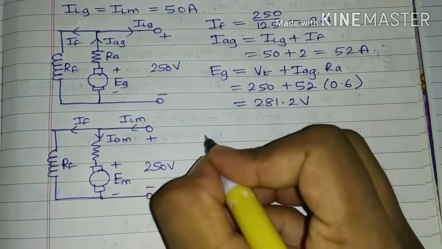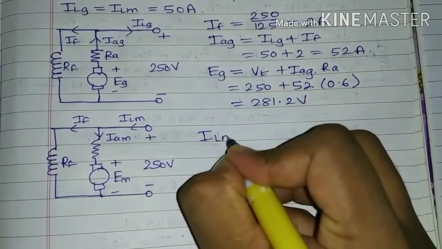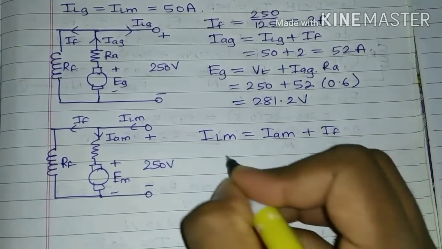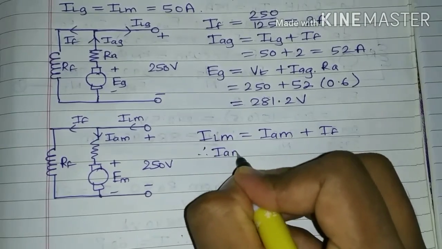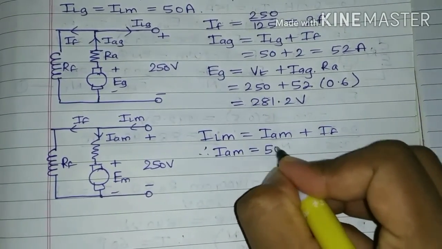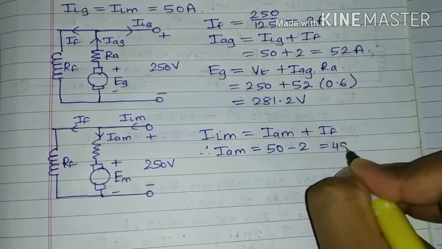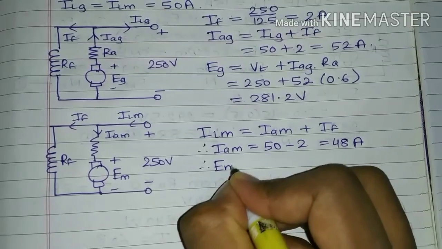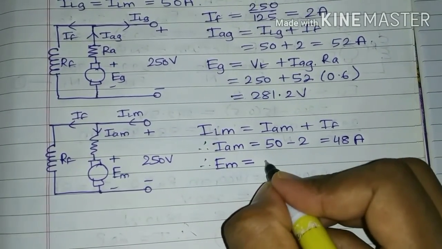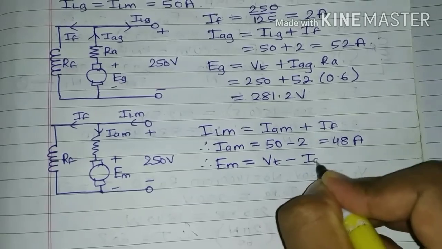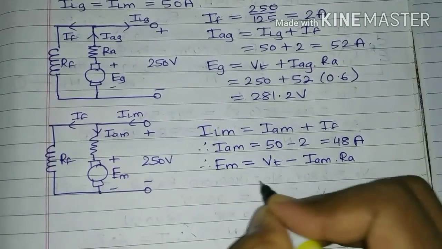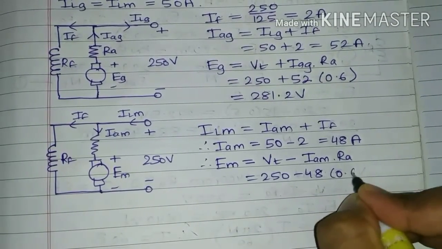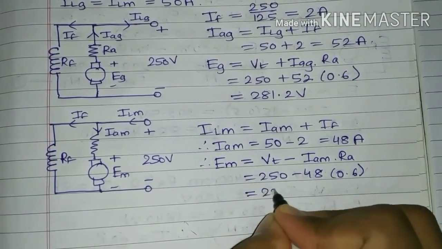Now for a motor, the line current is equal to the sum of field current and the armature current. Hence IAM is equal to ILM minus IF, which is equal to 50 minus 2, which is 48 amperes. Hence EM is equal to Vt minus IAM into Ra by KVL, which is equal to 250 minus 48 into 0.6, which turns out to be 221.2 volts.